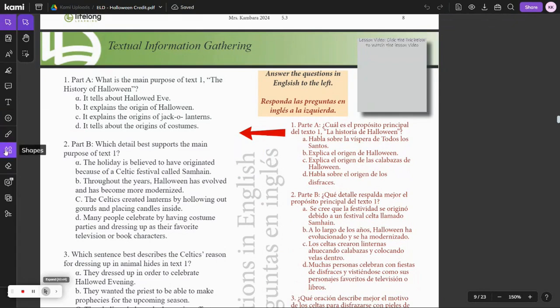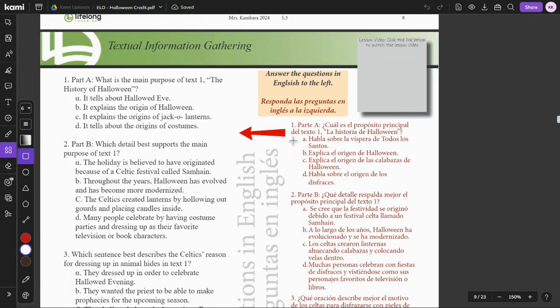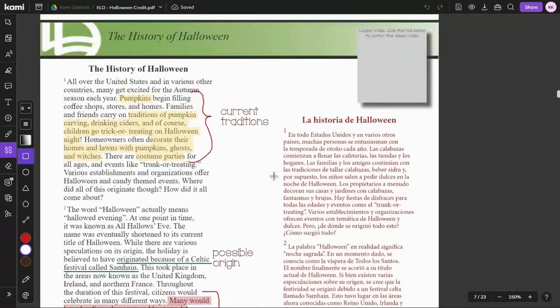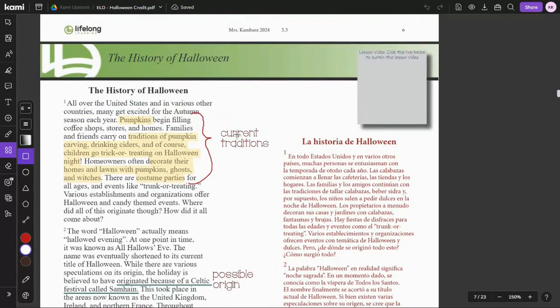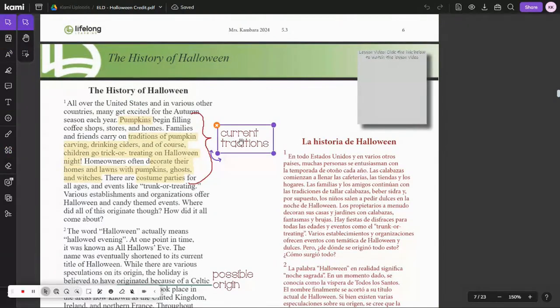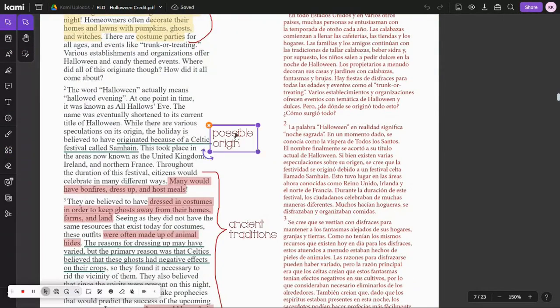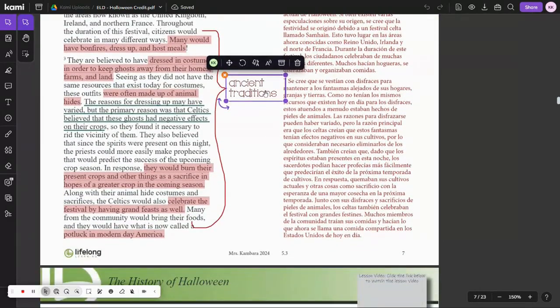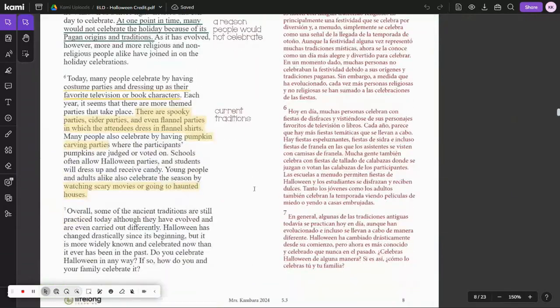So, looking at the first question, what is the purpose of the first text? So what we read, what is the purpose? If we're looking, we can see that they're talking about current traditions. They talk about the origin, where it started. They're talking about ancient traditions. And they end with current traditions.